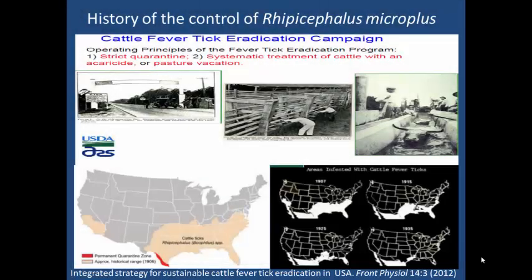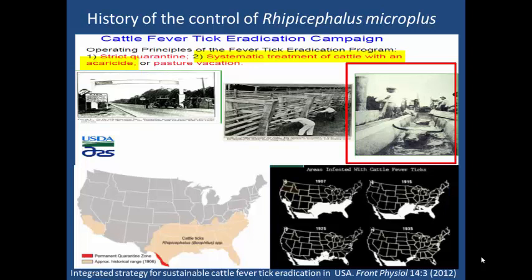Here we see an old photograph from the USDA showing aspects of this cattle fever eradication campaign. Strict quarantine usually means no movement of animals in and out of infested premises. Systematic treatment of cattle with an acaricide. At the time, they used those concrete constructions called plunge dips. They kind of look like trenches on the ground, and when the animals run through this trench, they become completely immersed in the water bath with the acaricide.